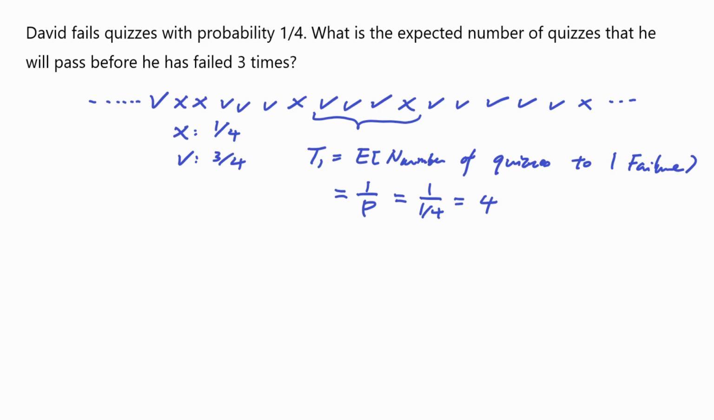Now the question is asking about 3 failures. So that makes it 12 times. So he will have to take 12 quizzes to fail 3 times. And obviously, out of these 12 quizzes, 3 of them are failures. That leaves us with 9 passes. So this is the answer.